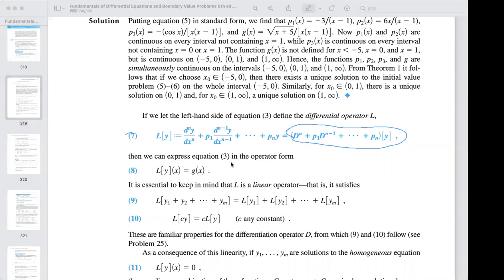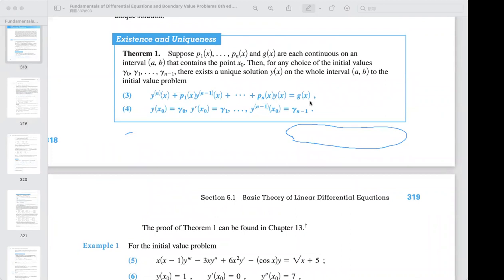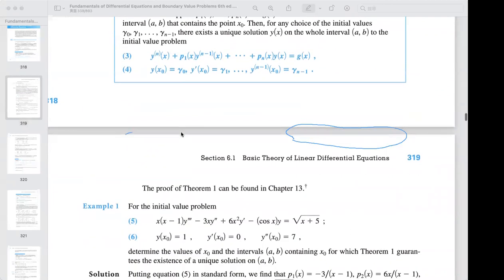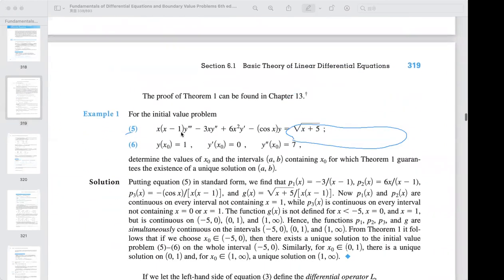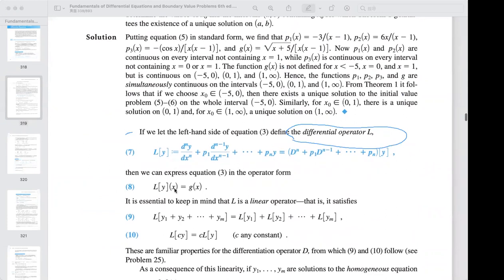So in short, we can write equation 3. Equation 3 is our ODE, remember, the standard form of our ODE. So in short, we can use a differential operator to write our equation 3 simply like L y(x) equals g(x). Sometimes I even just write Ly equals g(x). Let me write it down.